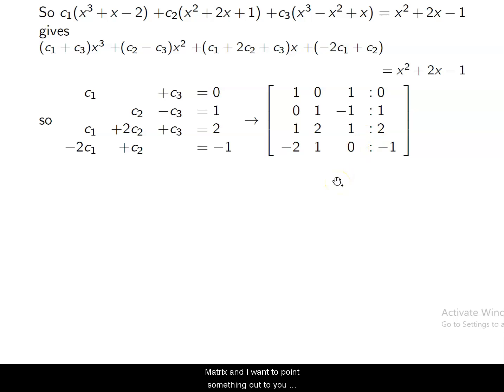I want to point something out to you, because this is actually the long way. You guys do this a couple times, you'll be like, oh, there's a pattern to this. So notice here, look at my first vector.